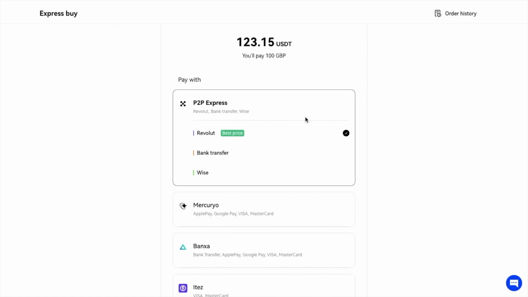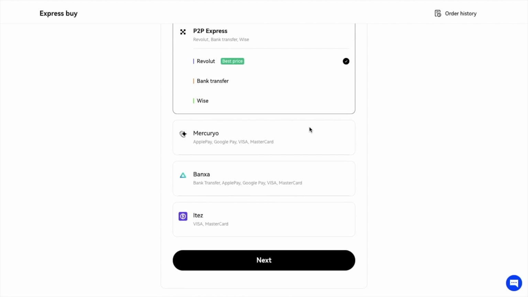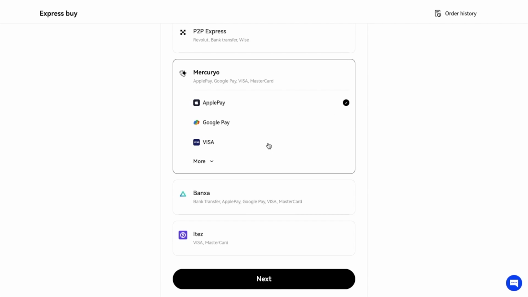So I can pay for this fee-free with verified merchants, and this process is also called P2P Express or peer-to-peer. And I can pay for this using Revolut, where I'm currently going to get the best price, bank transfer, or I can use Wise. And I've also got Revolut and Wise tutorials available if you want to check those out. Alternatively, if you wanted to pay with card, Apple Pay, etc., they also have some third-party providers that you can use here. Just be aware of any hidden charges and fees that may be included with these.